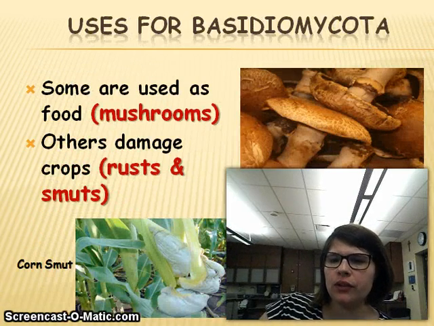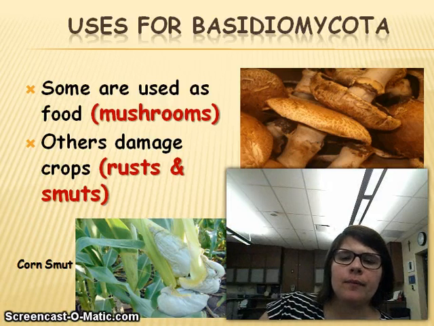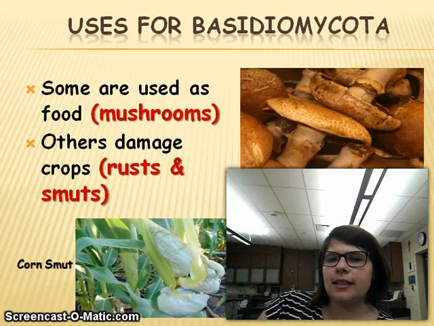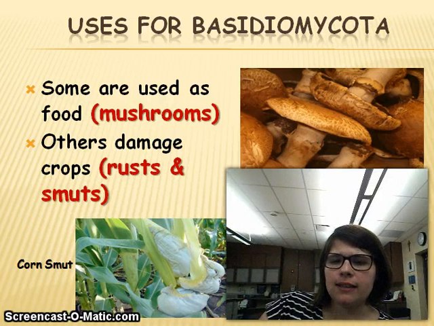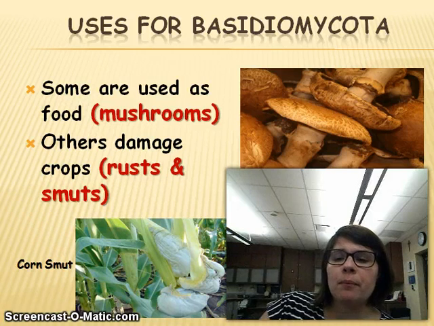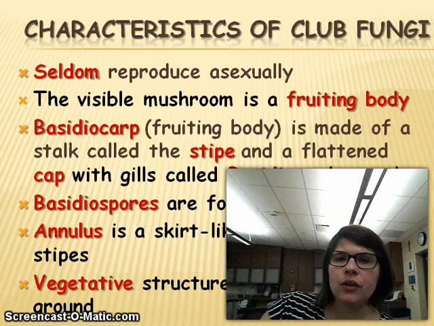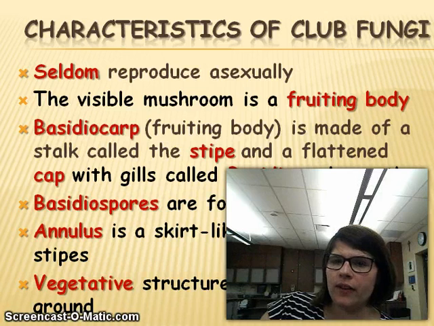So some are used as food, your mushrooms, your portobello, you might have had baby bella, all kinds of different mushrooms, cremini, but others are going to damage your crops. So rust and smuts, these are actually damaging to your crops, and they're doing what all of the other Basidiomycetes do, but the way they go about it is they're damaging. So they seldom reproduce asexually, which is interesting for a fungus. Most fungus try and reproduce asexually.